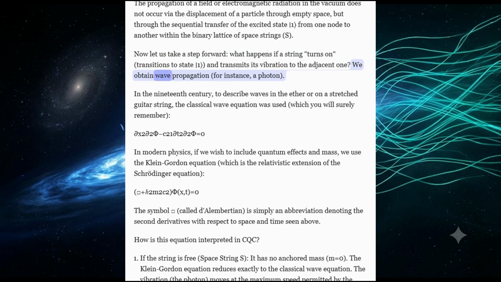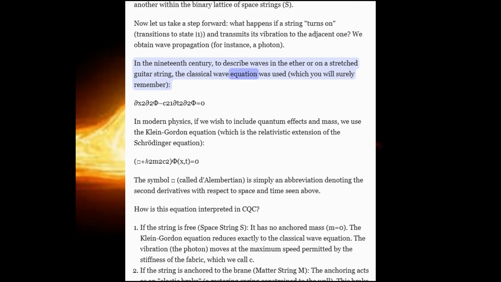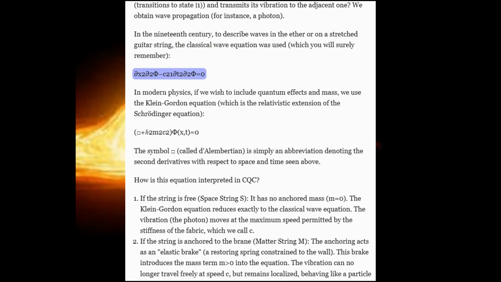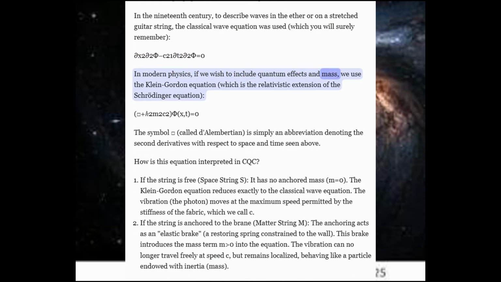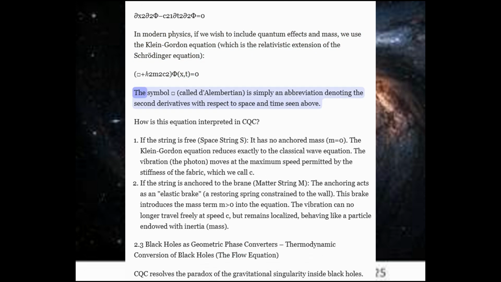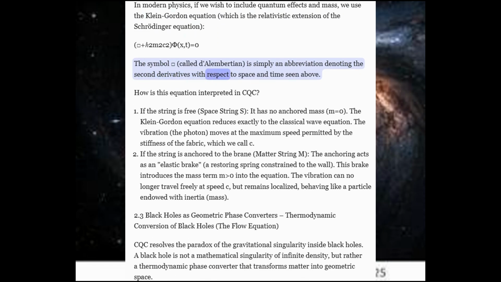We obtain wave propagation. In the 19th century, to describe waves in the ether, or on a stretched guitar string, the classical wave equation was used: ∂²φ/∂x² = (1/c²) ∂²φ/∂t². In modern physics, if we wish to include quantum effects and mass, we use the Klein-Gordon equation, (□ + μ²)φ = 0. The symbol □ is simply an abbreviation denoting the second derivatives with respect to space and time seen above.